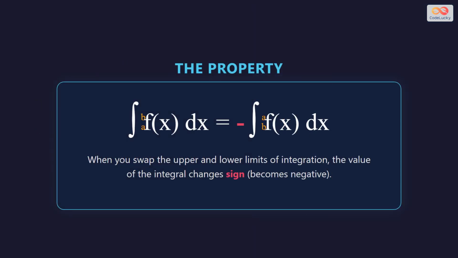Here is the property we are learning today. If you switch the limits of integration, putting b at the bottom and a at the top, the value of the integral is exactly the same, but with the opposite sign. It becomes negative.